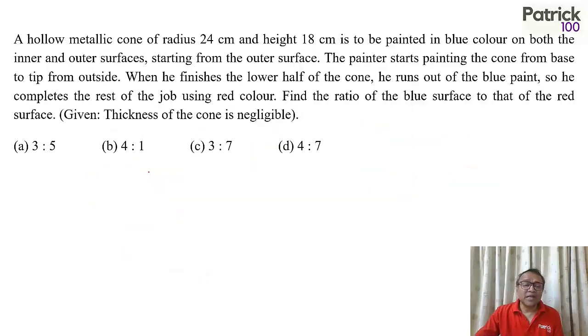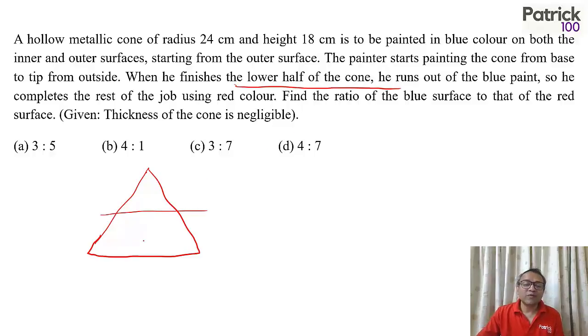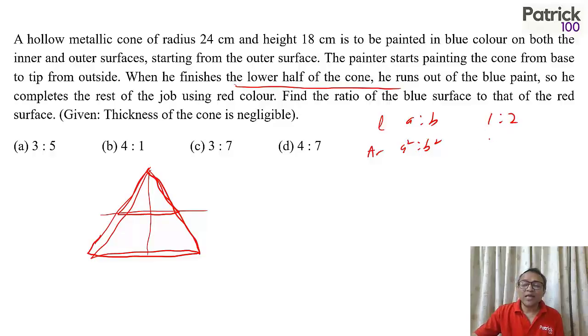Cone. So you're painting from the base to the tip, and you painted half. That's what they said. When you finish the lower half of the cone, this is based on a property. For similar figures, if the ratio of the lengths is a to b, the ratio of the areas becomes a square to b square. So if you look at the upper half and the total cone, the ratio of the height is 1:2. That is the ratio of length. The ratio of the area will be 1:4.